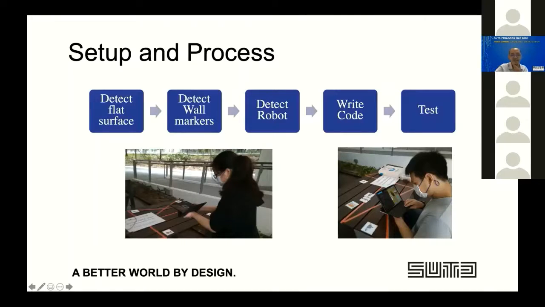So this is the setup, basically what the students will do. First, they have to detect the flat surface where the robot is going to move around, and then they need to detect the wall markers. That defines the boundaries where the robot is going to work. Then they can place the marker for the robot, where it can start and at what orientation or location, and then they will start to write the code and test it immediately. If you see on the right, the students are writing the code and seeing the simulated robot, and they can immediately test, right? So there's also speed in terms of seeing the results.